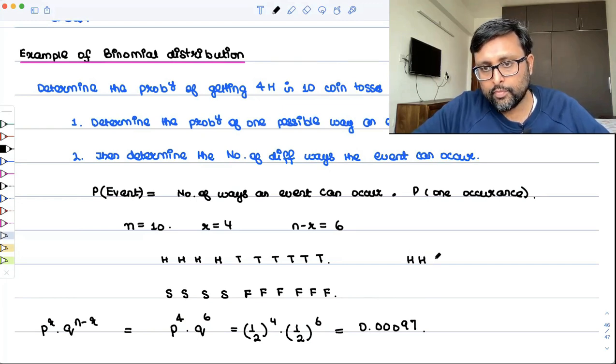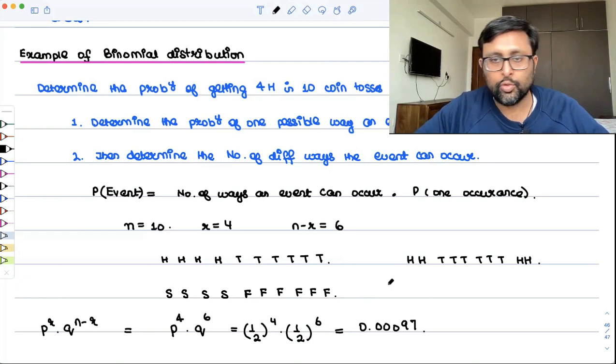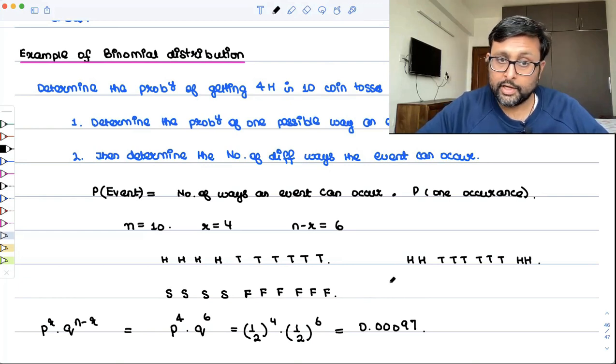You're getting 2 heads initially, then you're getting 6 tails, and then you're getting 2 heads again, right? So this is just one way of getting it. But then how many ways can it occur? That is what we're interested in.